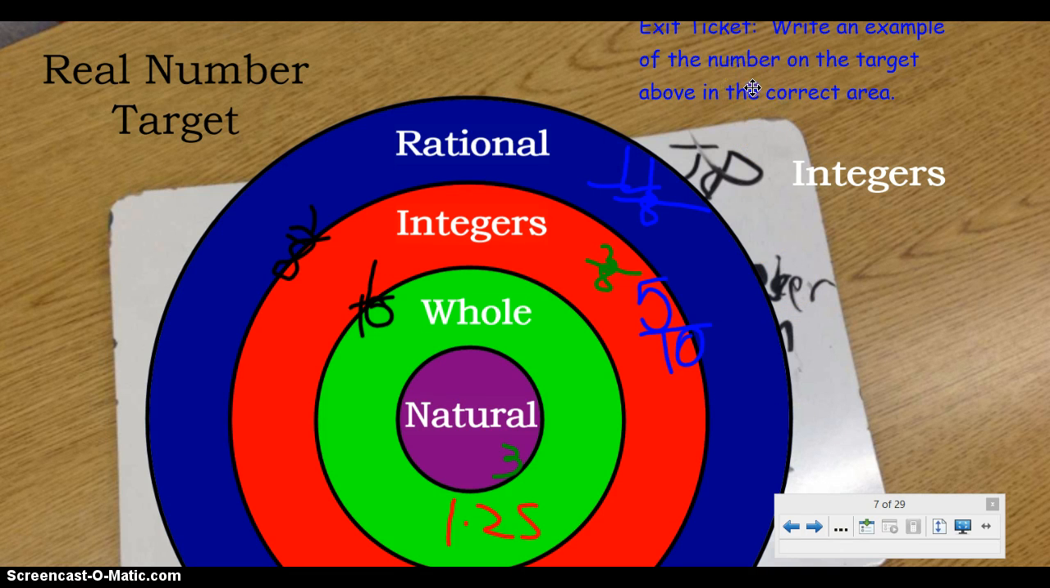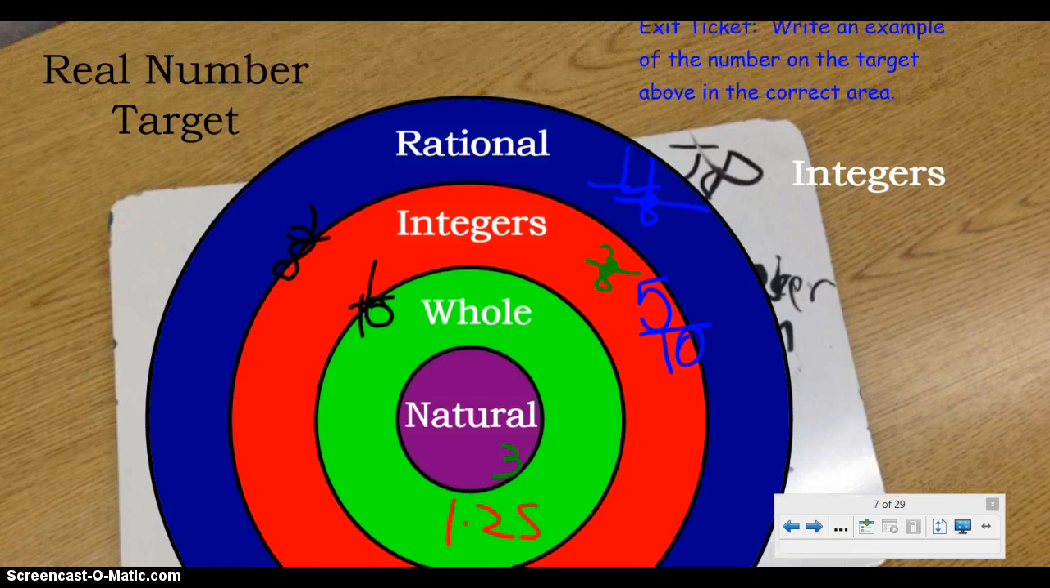Here's an example of an exit ticket. Students had to write an example of the number on the target in the correct area. So rational, the students who wrote in this blue target area should have a rational number that can be written as a ratio, 4 over 8 or 1/2, so this would be correct. You have natural numbers here, and here in the whole number section we see a student that put 1.25.